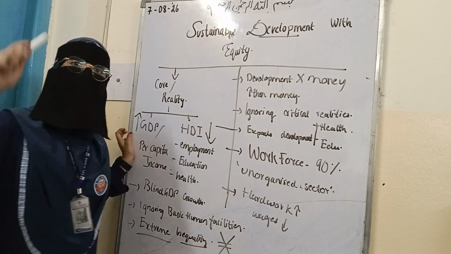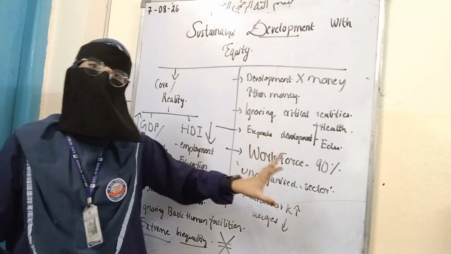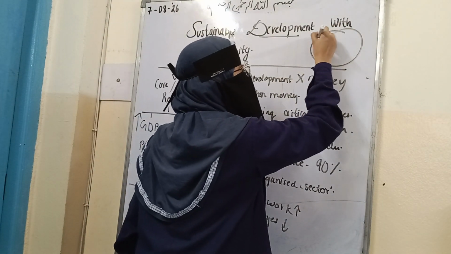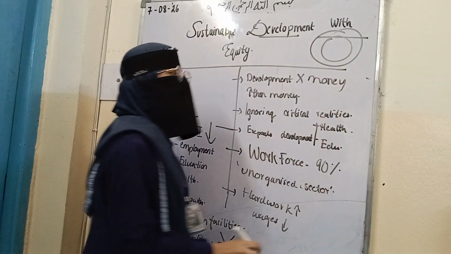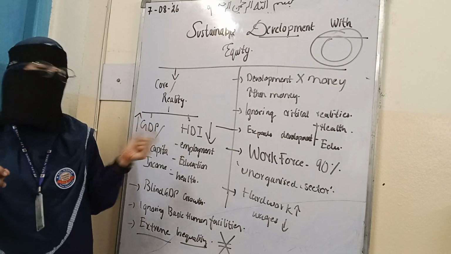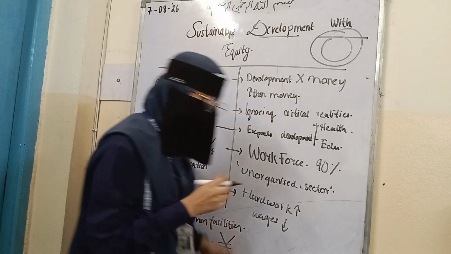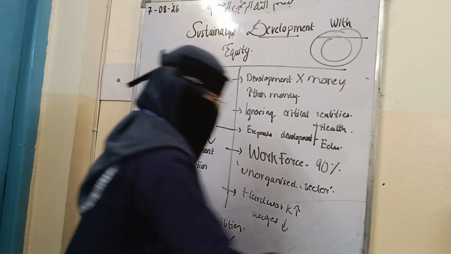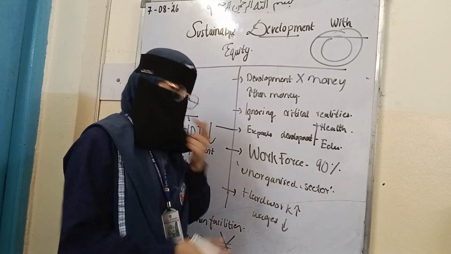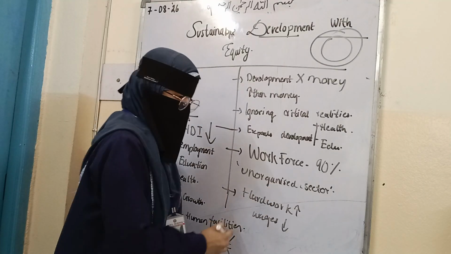So imagine, out of 100%, more than 90% of the workforce is in the unorganized sector. Imagine how much they are neglected. HDI only covers 10%. Now what do they face? Low wages, and they have to work hard and also in unsafe conditions.